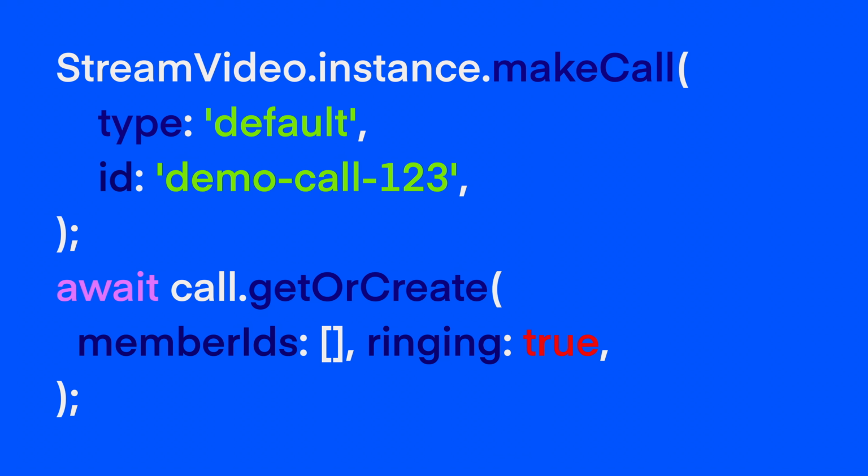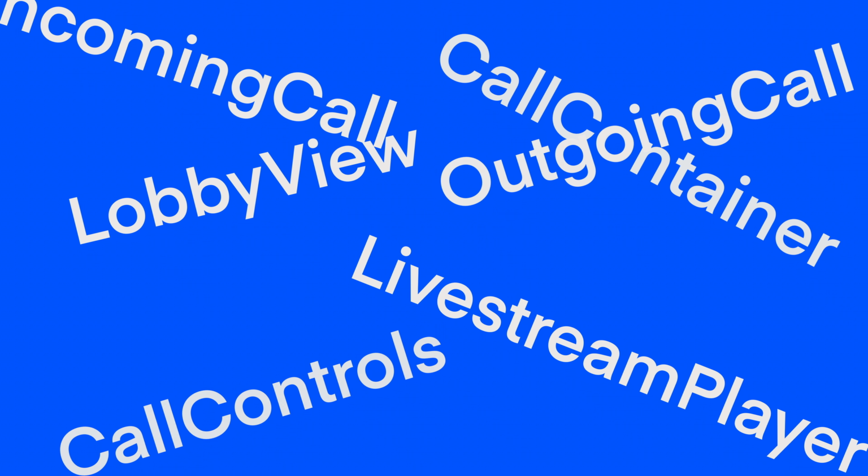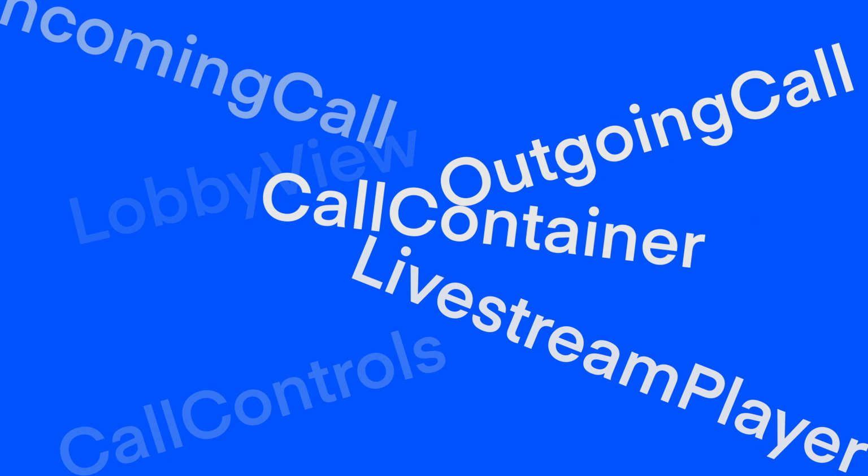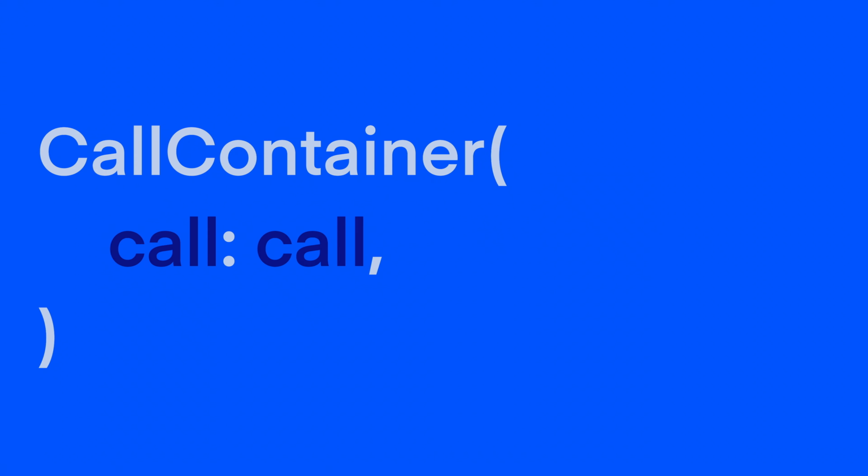Now that we have created a Stream Video call, it is time to join and interact with the same using the plethora of pre-built UI components that the SDK offers. For this job, we use a widget called a call container. The call container makes joining a call almost too easy. We instantiate the widget and pass along a call, and that's pretty much it.